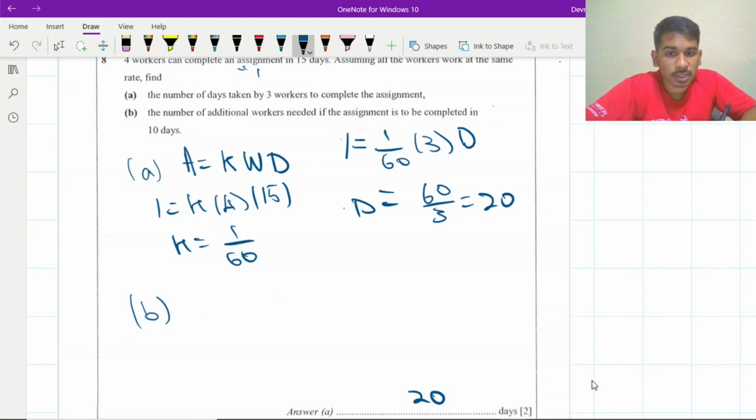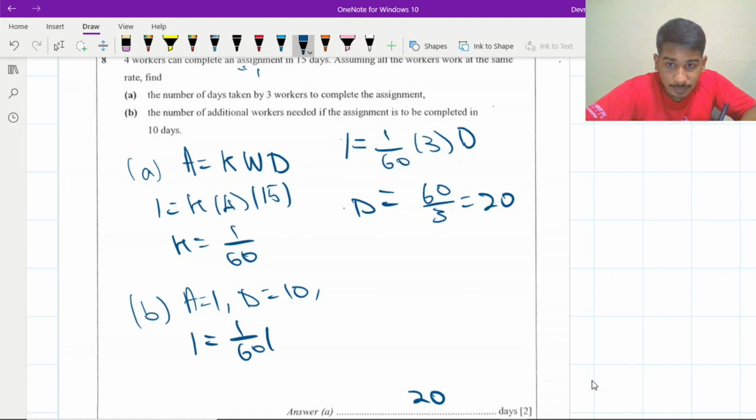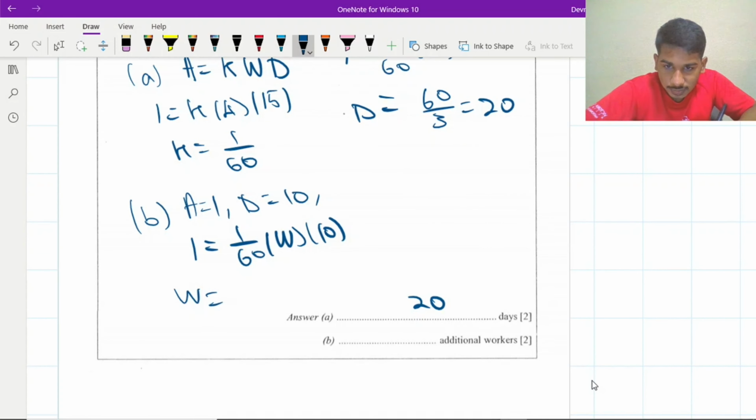Number of additional workers needed if the assignment is to be completed in 10 days. To finish the assignment in 10 days, how many workers do you need? So when a is 1, number of days is 10, and the workers we don't know. So 1 is equal to 1 over 60 times workers, which we do not know, times 10. So we have workers is equal to 6.